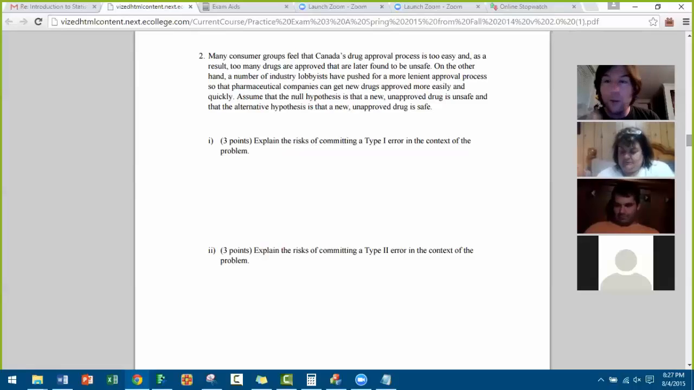So they don't come back with any sort of results. They don't come back with anything of interest. It's like, yeah, well, we're going to continue to believe the null. So the null is that the drug is unsafe. They wanted to find evidence that it was safe, and they didn't find evidence it was safe.